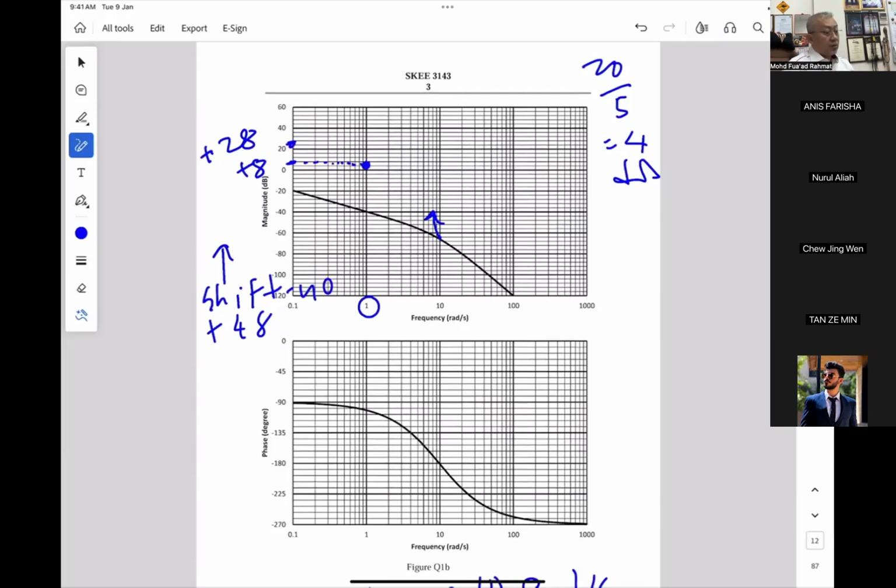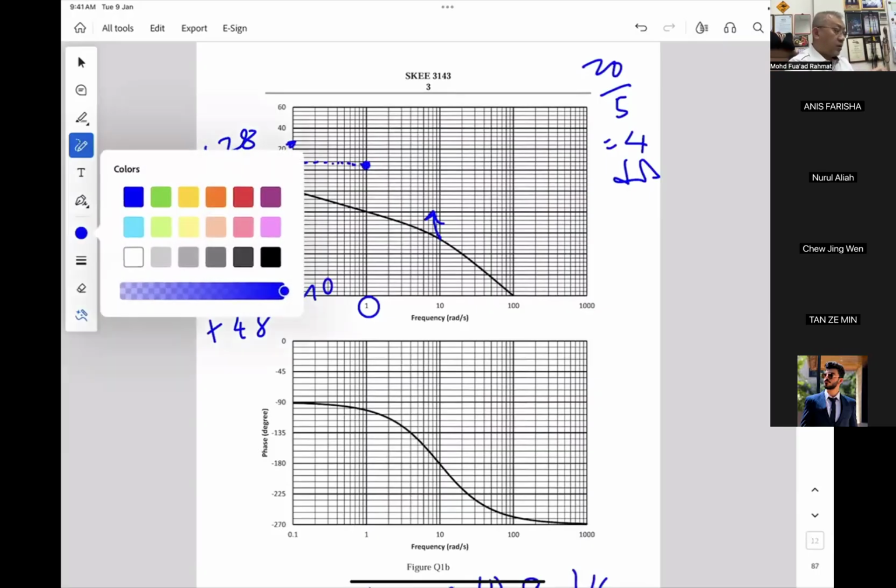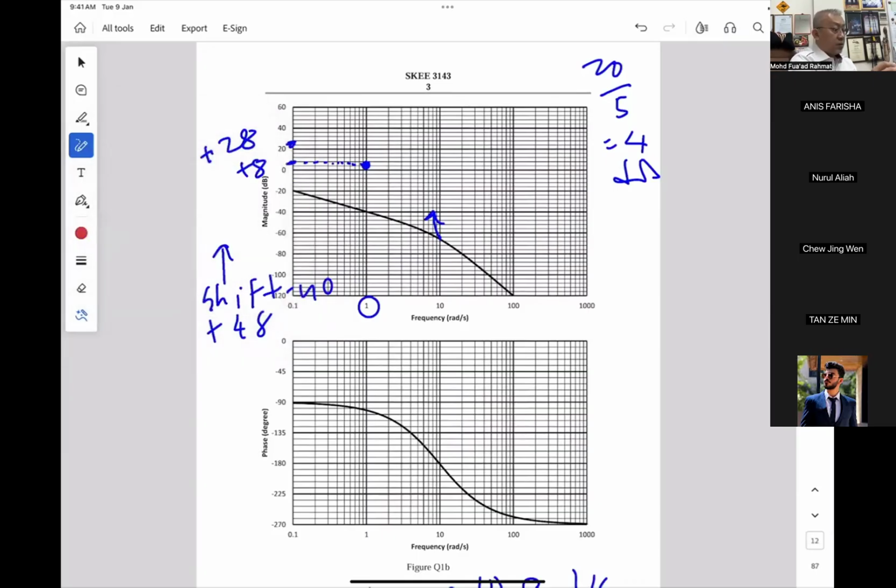Okay? So you can see that something like this. Every point of the gain curve has been shifted up 48 decibel. Each of the points plus 48, plus 48. So you will get this one at K266. Okay, guys, K266.